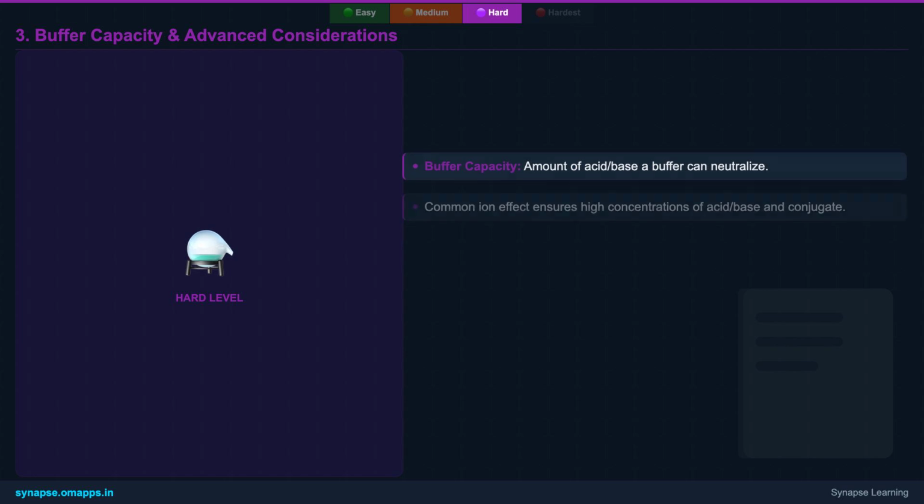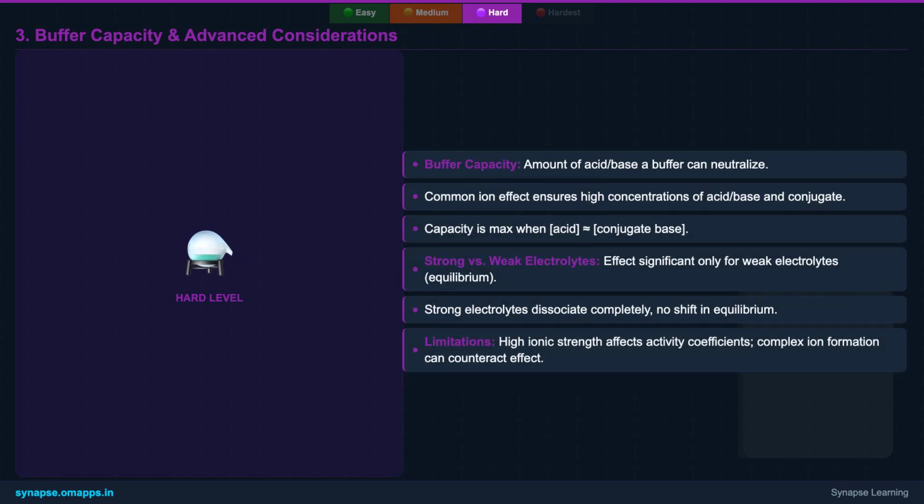The common ion effect is intricately linked to buffer capacity. A buffer's ability to resist pH change depends on the concentrations of its weak acid/base and conjugate base/acid. Higher concentrations mean greater capacity. The common ion effect is what establishes and maintains these crucial concentrations. Furthermore, we differentiate its impact on weak versus strong electrolytes, noting its negligible effect on the latter due to their complete dissociation. We also consider limitations like ionic strength effects.